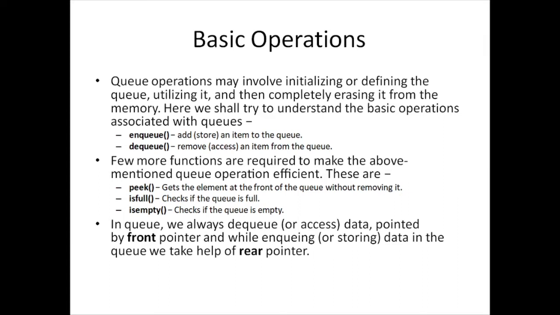There are a few more functions that are required to make the above-mentioned queue operations efficient. These are peek, which gets the element at the front of the queue without removing it; isfull, which checks if the queue is full; and isempty, which checks if the queue is empty. In a queue, we always dequeue or access data pointed to by the front pointer. And while enqueuing or storing data in the queue, we take help of the rear pointer.